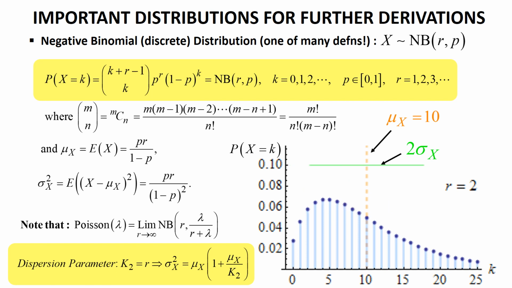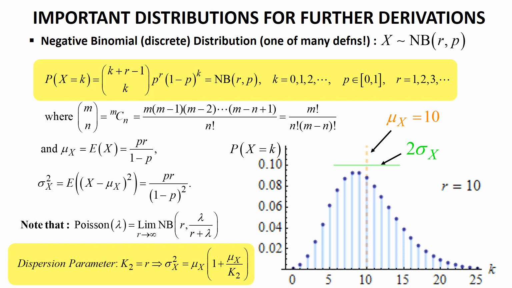And here's a simulation, keeping mu x equal to 10, and we're changing r, and the variance is reducing. Now, I found this somewhere on the web, and I can't remember where, so I would really like to credit the author, but I can't find out who he or she is to credit them. Sorry about that.